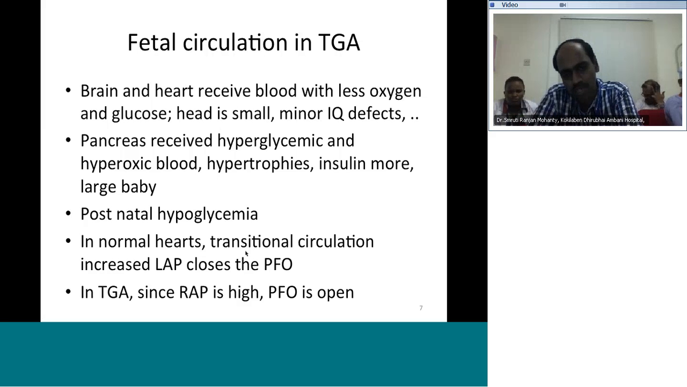But what happens in transposition? RA pressure is high. Why? RA is connected to the right ventricle. The right ventricle is connected to the systemic artery. So right ventricular systolic pressure is very high. So the RA pressure is high, and so the PFO remains open, and that is the reason why these children survive.